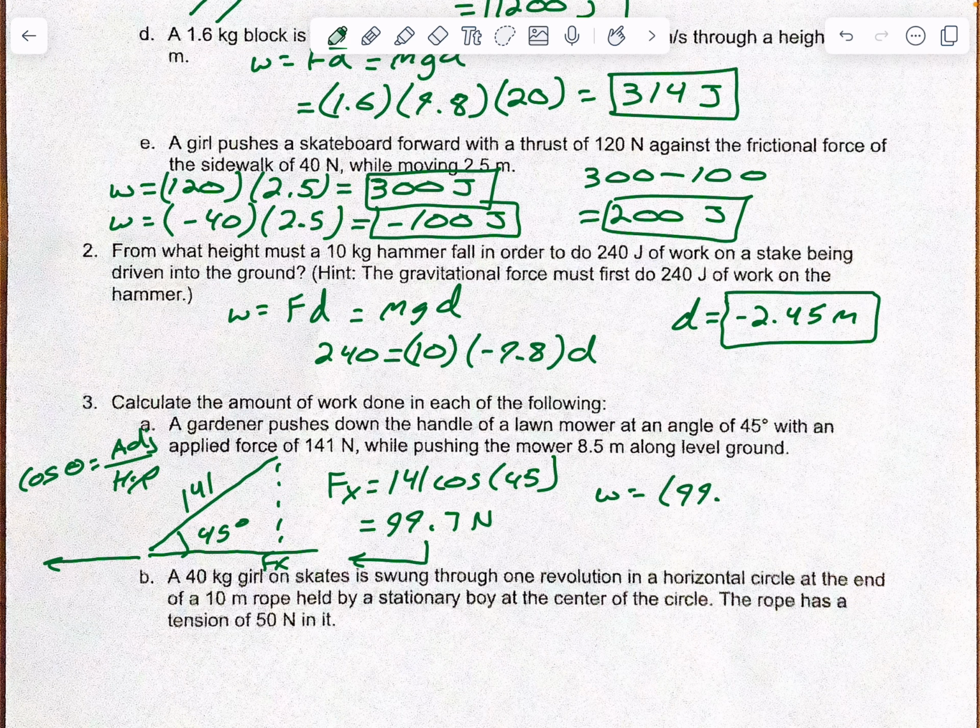Now we have our force, and we have our distance, so we can calculate work. Work equals 99.7 times the distance, 8.5. That means there's 847.45 joules of work.